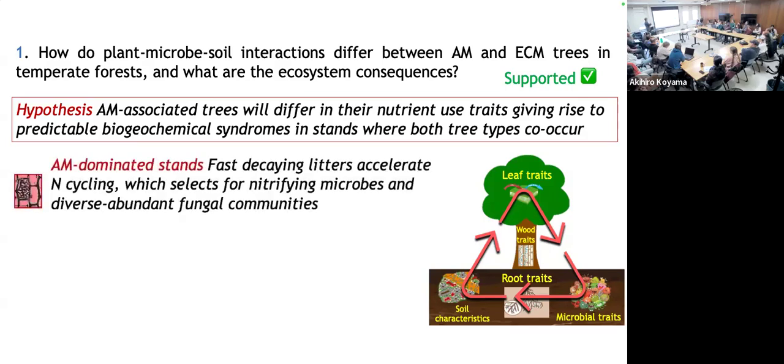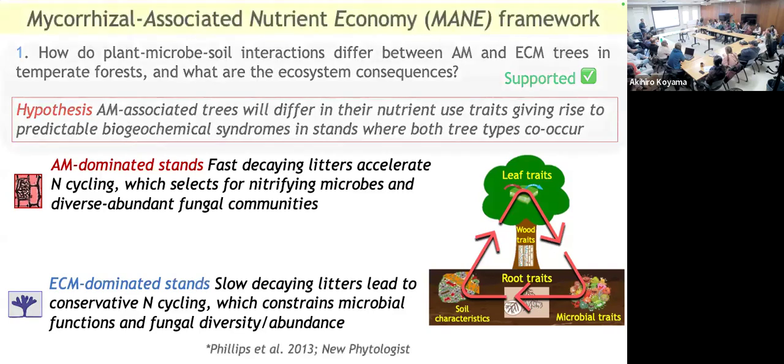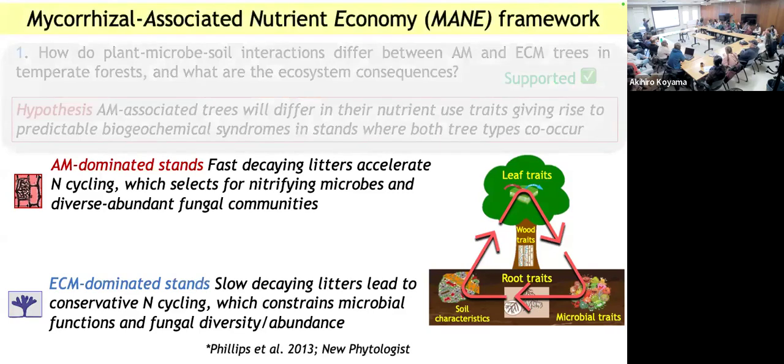So just to summarize that, our AM dominated stands have fast decaying litters that accelerate nitrogen cycling, and that selects for nitrifying microbes and a diverse and abundant group of fungal communities. Our ectomycorrhizal stands have slow decaying litters, which selects for more conservative nitrogen cycling, which constrains microbial functions and fungal diversity and abundances. Now, this basically forms the central part of what we've been calling for the last 10 years the Mycorrhizal-Associated Nutrient Economy, which is this idea that a bunch of things hang together.